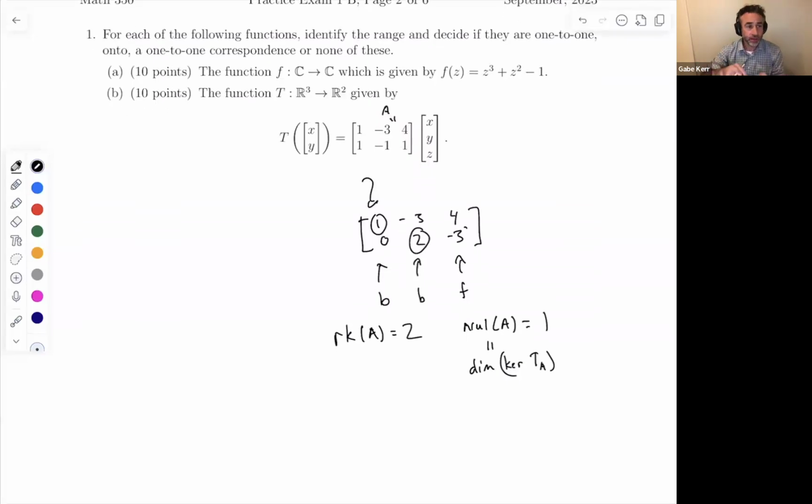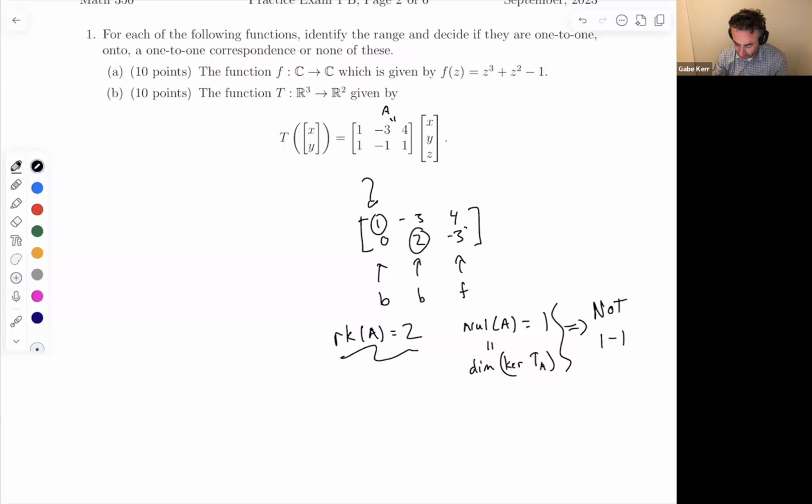Because, think of it this way. If the kernel is non-zero, that whole line is being sent to the 0 vector. That's the definition of the kernel. It's all of the vectors sent to the 0 vector. If it's not just 0 sent to the 0 vector, you have many, many vectors sent to the same image. So it's not one-to-one. So this means not one-to-one.